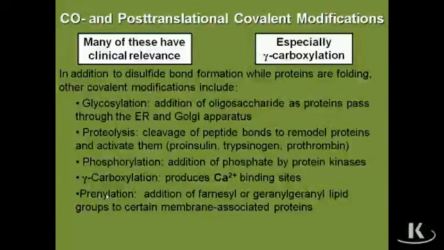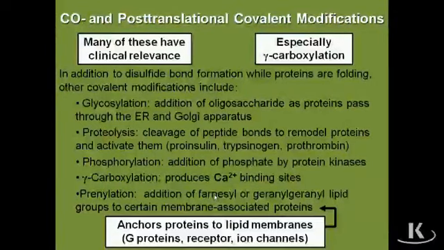Now, prenylation. Finally, prenylation is when one or more fatty acid groups get attached to a protein. What ends up happening is these proteins, such as G proteins, receptors, ion channels, have to be embedded in the plasma membrane. So the G proteins get synthesized on ribosomes. They go through the ER and the Golgi. The receptors, they get synthesized in the ribosome. They go through the ER and the Golgi. The ion channels, the same thing.